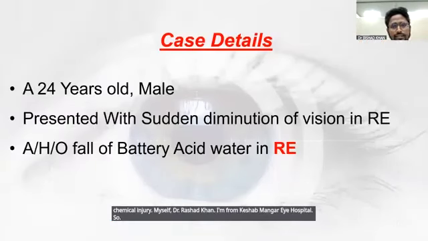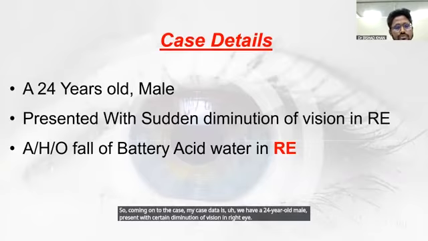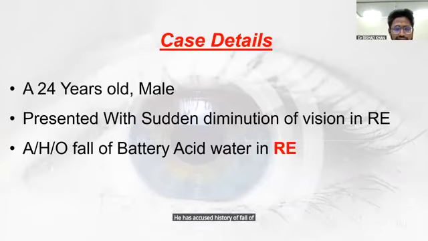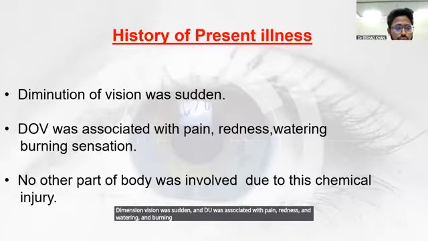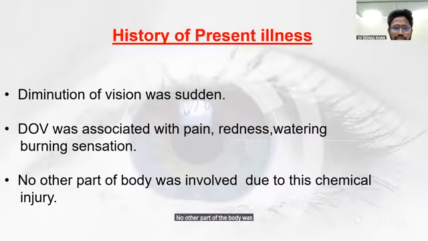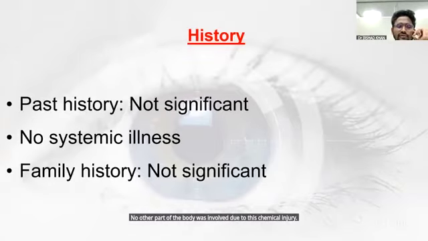Coming to the case: we have a 24-year-old male presenting with sudden diminution of vision in the right eye. He has an acute history of battery acid falling in the right eye. The diminution of vision was sudden and associated with pain, redness, watering, and burning sensation. No other part of the body was involved in this chemical injury. Past history is not significant, no systemic illness, and family history was not significant.